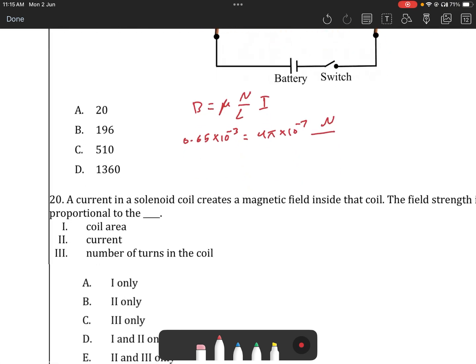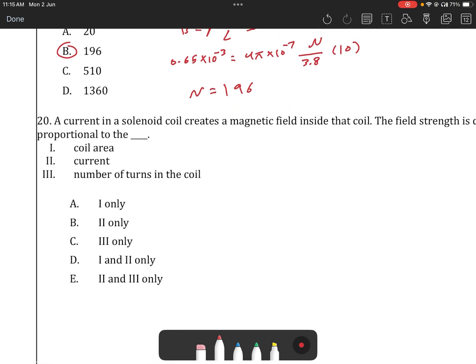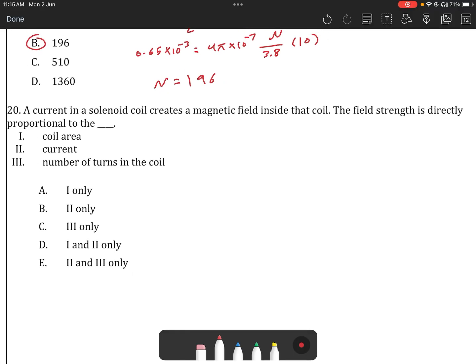Now next question, question number 20. Also, I give you time to stop the video. Okay. Now in the solenoid, we need to know what the factors are that affect the magnetic field strength. B equals mu n over L times I. This is our formula.